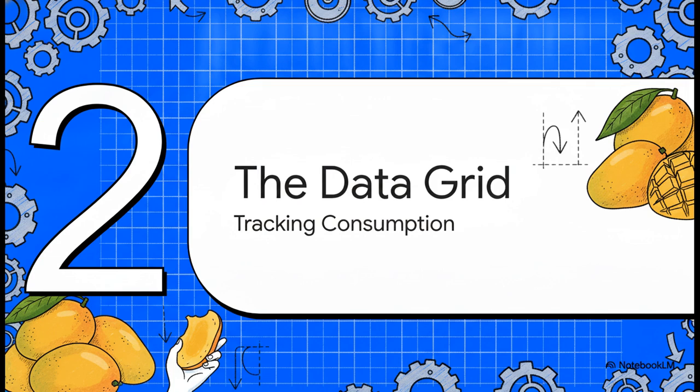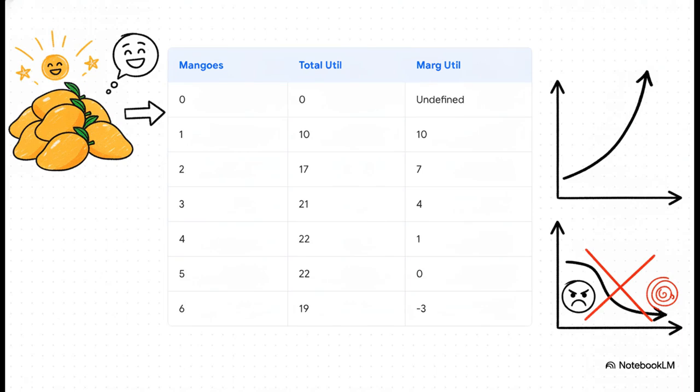Moving right along to the data grid, let's actually put some real numbers to this mango eating scenario. Okay, look at this schedule, tracking our consumption from 0 all the way to 6 mangoes. At 0 mangoes, obviously 0 utility. But row 1, boom, you eat that first mango, and both total and marginal utility start at exactly 10 utils. It's incredibly satisfying. Now you eat a second mango. Your total utility climbs to 17. Why? Because the marginal utility, the specific joy from just that second mango, was 7. 10 plus 7 equals 17.